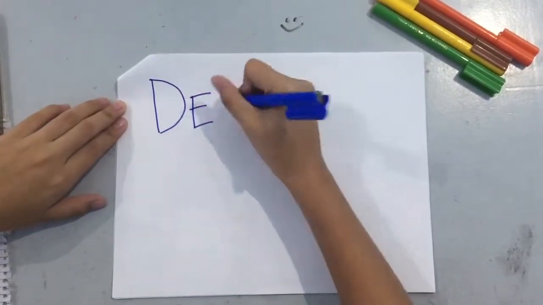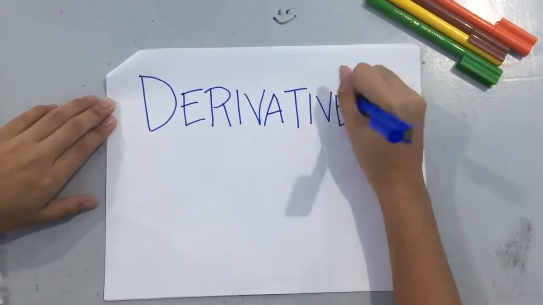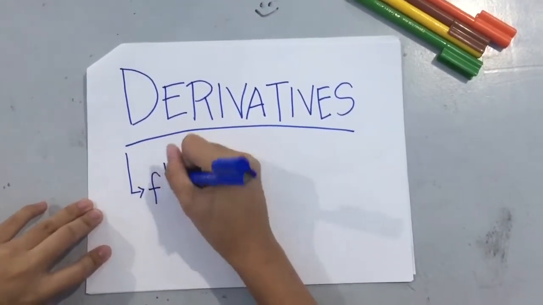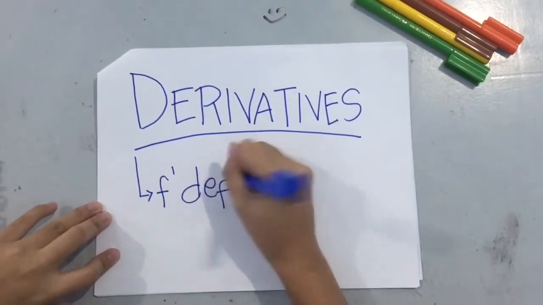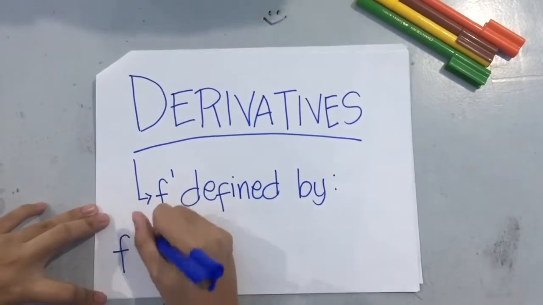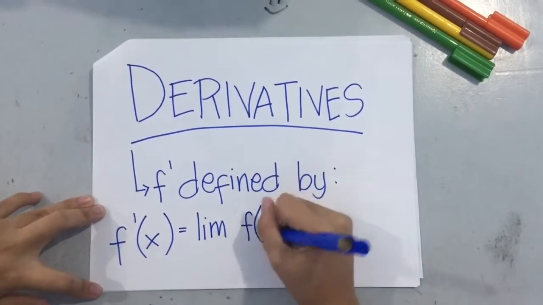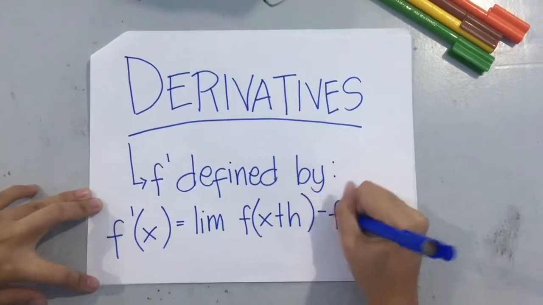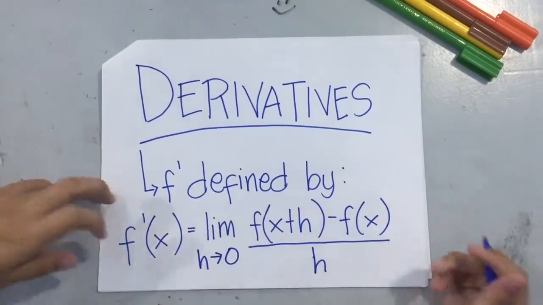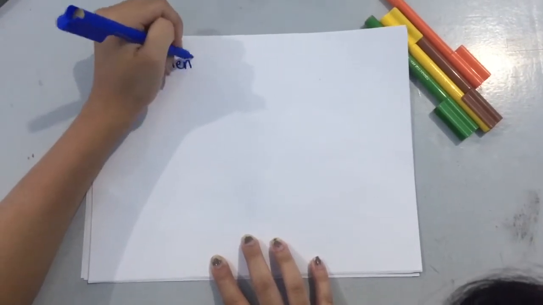In this video, we are going to learn about derivatives. The first derivative of f is defined by: the first derivative of f of x is equal to the limit of f of x plus h minus f of x, divided by h, as h approaches 0. This formula is also called the difference quotient. Now let's proceed with the difference quotient.